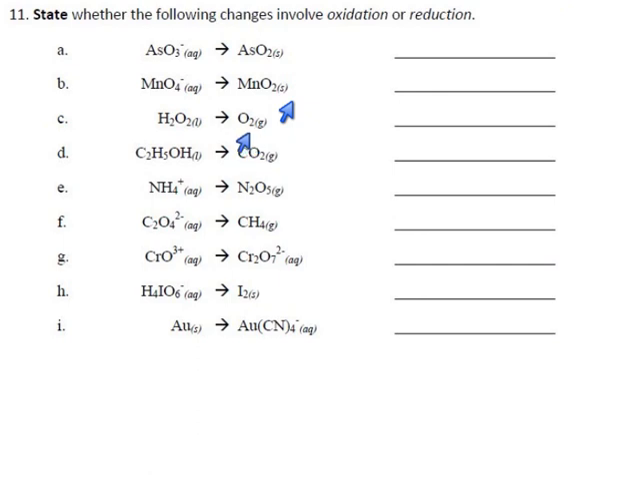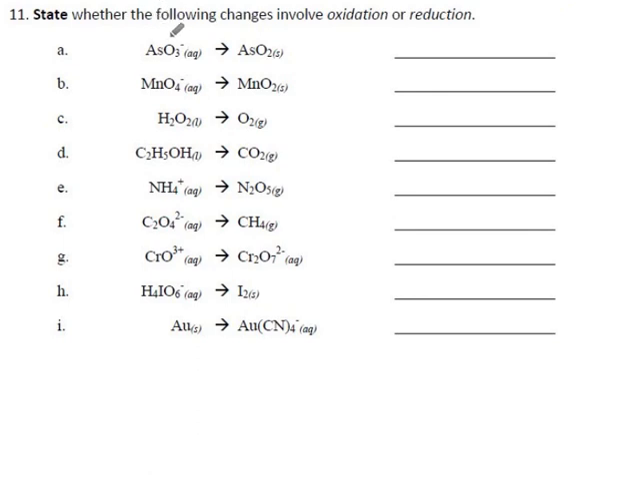So what you have to do in that case is look at the oxidation states of the atoms inside and see if they've changed, and if so, did they go up or down? Up means oxidation, down means reduction. So let's take these apart and see what's going on.